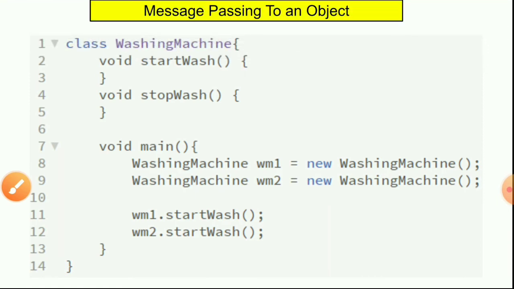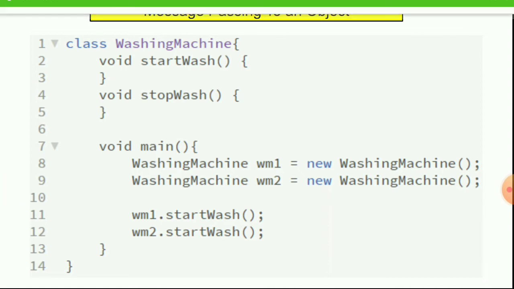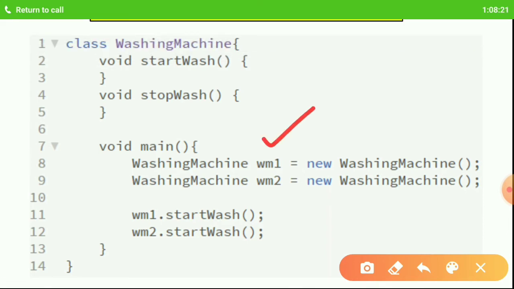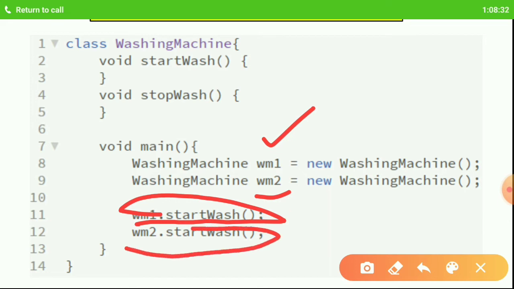Let's see the example code here. I've created a class called washing machine. Washing machine is my class. Inside the washing machine class, I have declared two functions, start wash and stop wash. Then I've created a main function. Inside the main function, I have created two washing machine objects, that is WM1 and WM2. Now using WM1, I can call start wash and stop wash. Using WM2 also I can call start wash and stop wash.